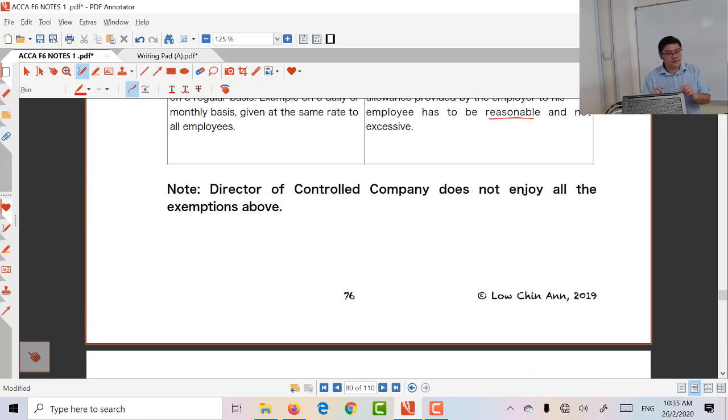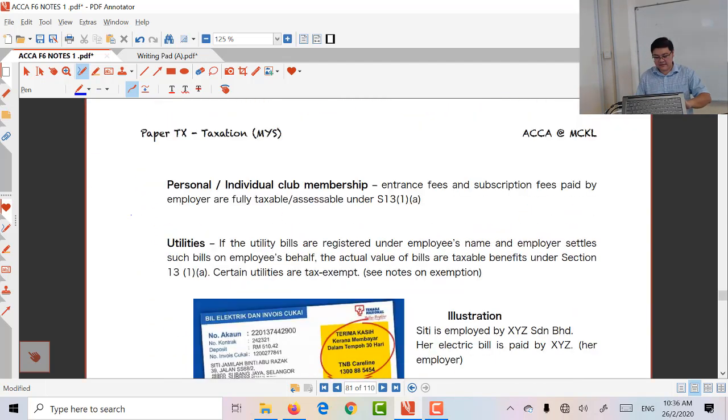Okay, all these are the allowances that will be given exemption. Now, I have a small note here, actually it's not small, it's very big, okay? That a director of a controlled company will not get all these exemptions. Can I come back to the meaning later on? Like, what do you exactly mean by director of a controlled company? But what I want to highlight to you is, they do not get all these exemptions. They will not enjoy. The government just says no. Okay? All right, let's come to page 77.